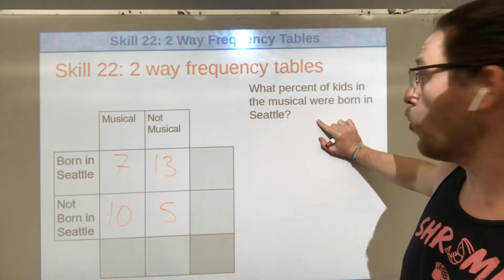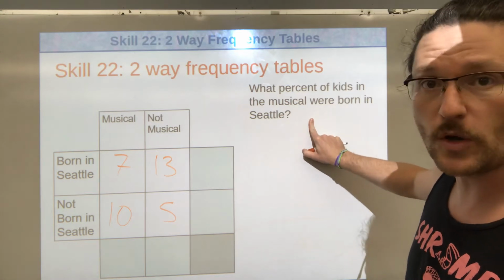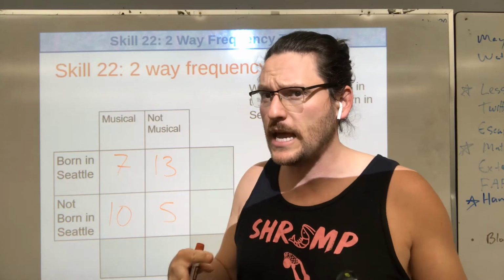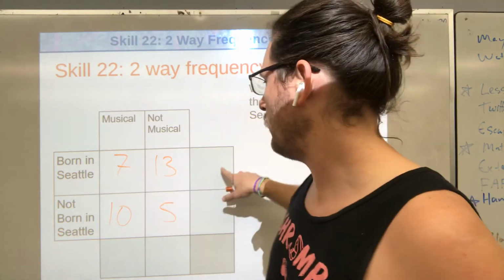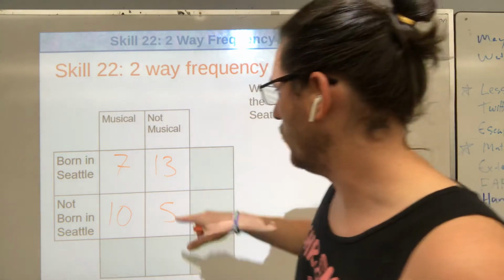This one says, what percent of kids in the musical were born in Seattle, okay? Based on what we have right now, that question might not seem super easy to answer, but if we go ahead and we figure out the numbers that go around the outside, this problem becomes a lot more doable, okay?